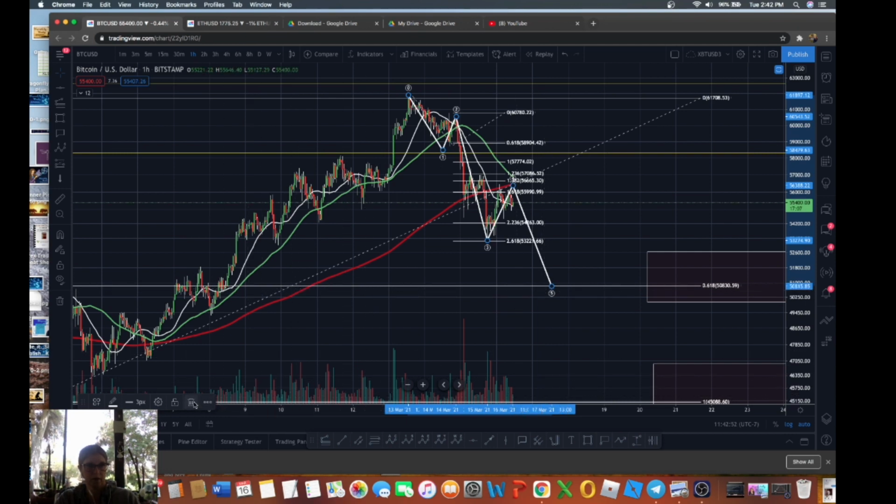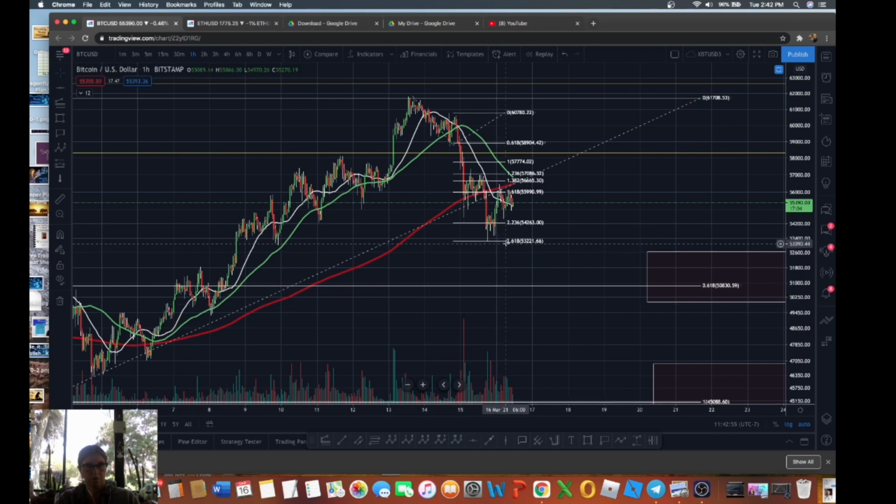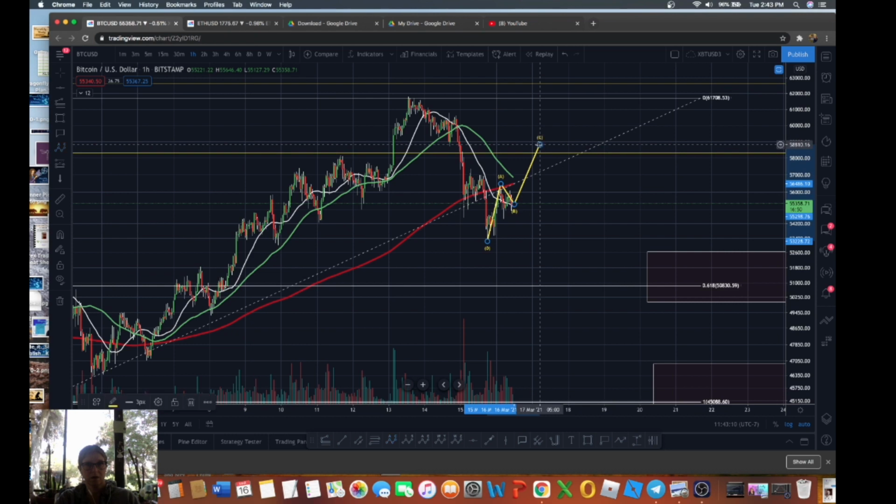So the key to this whole thing is we have to wait and see what this does. Does it give us an A, a B, and a C that comes up and hits wave 1? Because if that happens here, then we have an A, a B, and a C. Or we have a wave 1, a wave 2, and then we go down for 3, 4, 5.